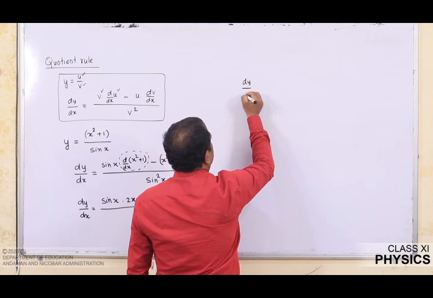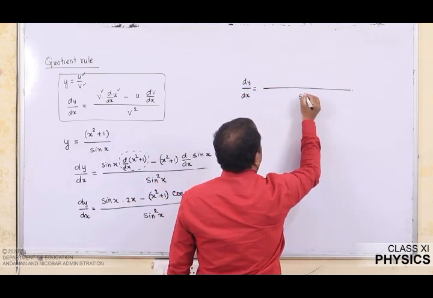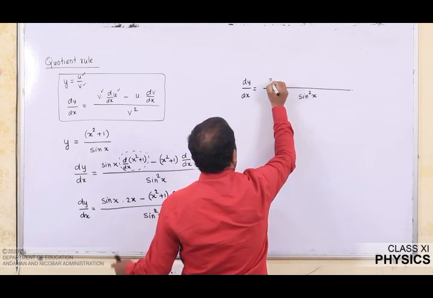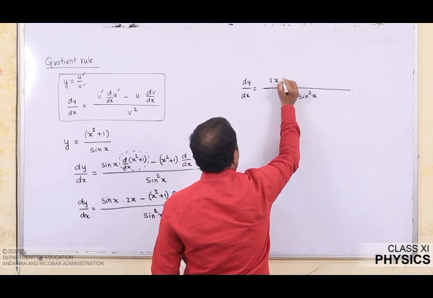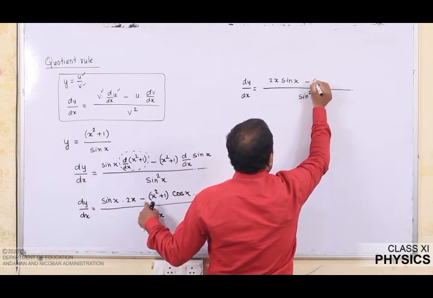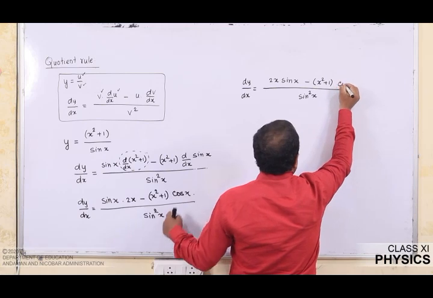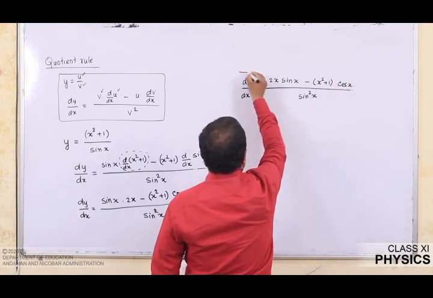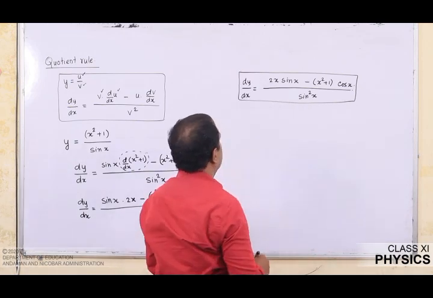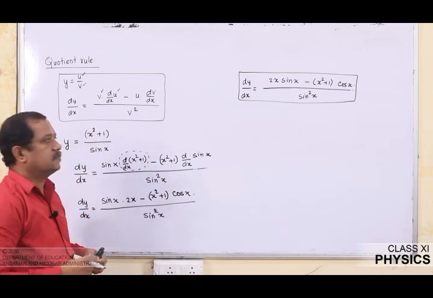Or rewriting this expression, I have dy over dx is equal to square of the denominator, or denominator. At the numerator I am going to write 2x times sin x minus x square plus 1 times cos x. So, this is the differentiation of the function y is equal to x square plus 1 over sin x.